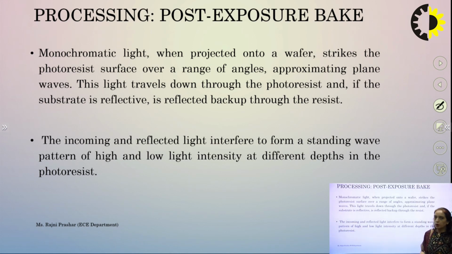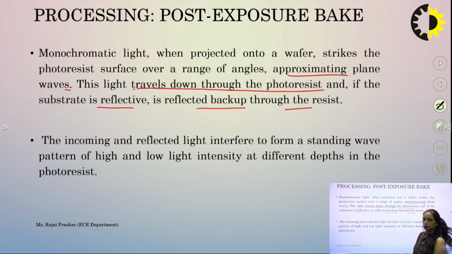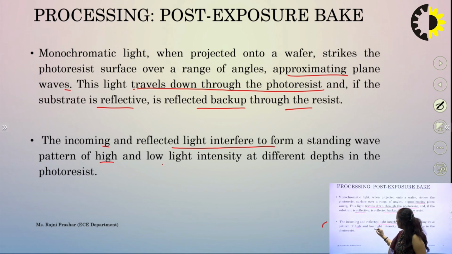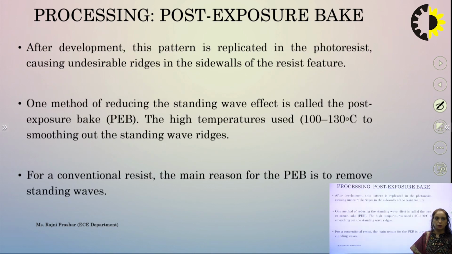So post-exposure bake. Monochromatic light when projected on the wafer strikes the photoresist surface over a range of angles approximating plane waves. The light travels down the photoresist material, and if the substrate is reflecting, it will be reflected back through the resist, right? Else it will be absorbed inside the material. The incoming and the reflected light interfere to form a standing wave pattern of high and low light intensity at different depths in the photoresist material.